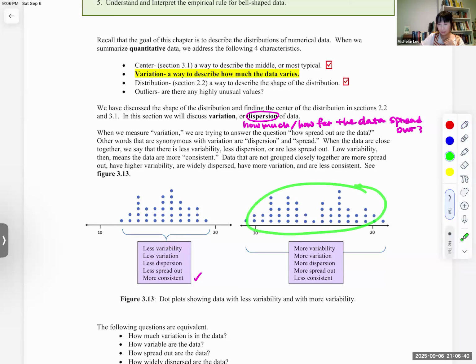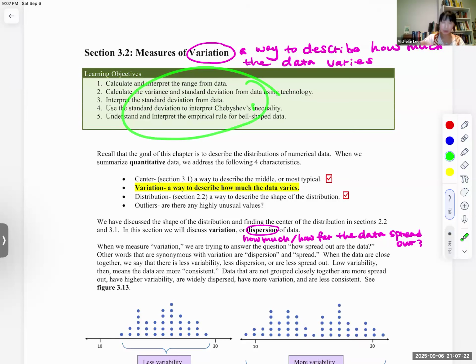And this one we have more, right? Since that is less, looking at the data set, we can see this is more spread out, more dispersion, more variation, more variability. And then they say less consistent. So let's talk about this one later. Okay, make sense? What are we doing in this section? We have the objectives here.